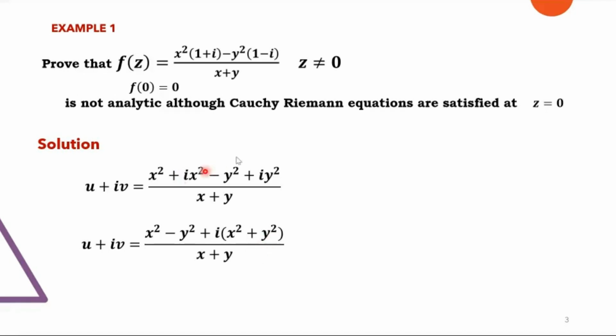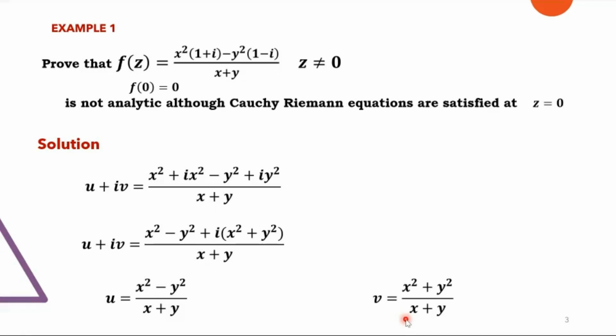This we are calculating for z not equal to 0 हम लोग. Now what is u and v from here? We will get u is x square minus y square upon x plus y and v will be equal to x square. The real part is x square minus y square upon x plus y and the imaginary part is x square plus y square upon x plus y.